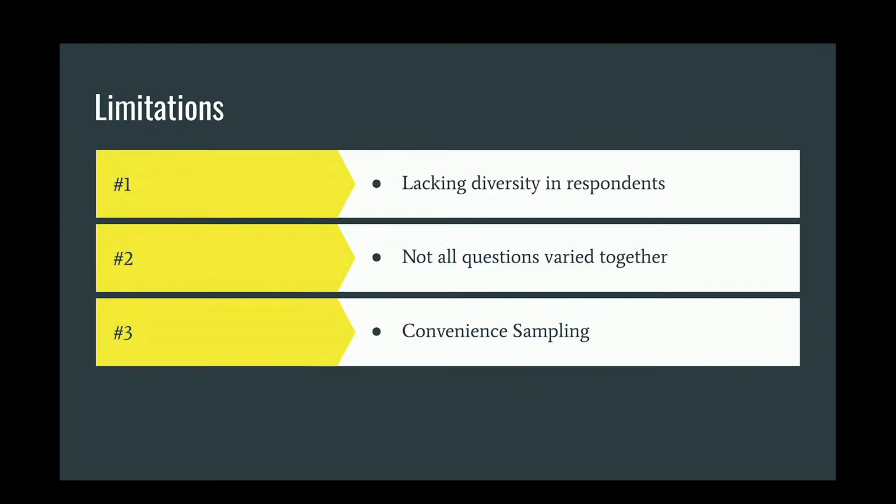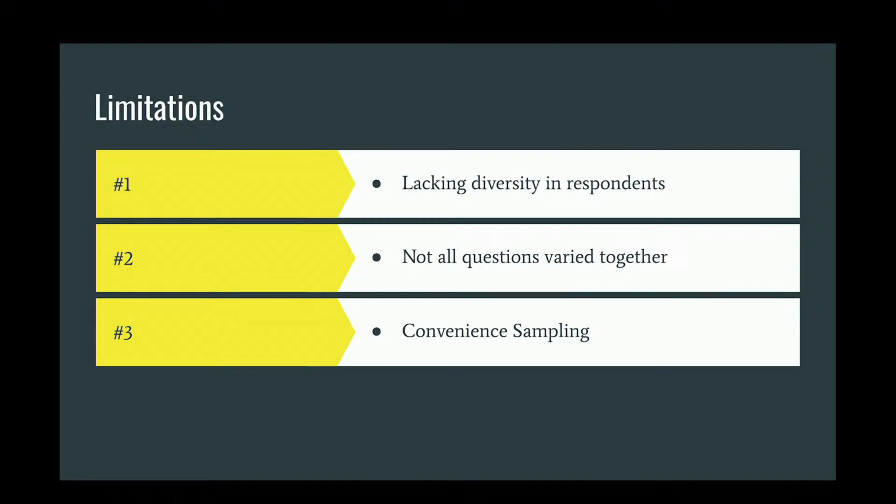So some limitations that we did run into. Our first limitation, we were lacking diversity in respondents as seen in our methodology section. We found that race-wise, it was lacking diversity. But then looking at gender, we had a very good split. With the second limitation, not all questions varied together, so that just means that our wording could have been a little bit better. So a little bit of confusion there between us and the survey participants.